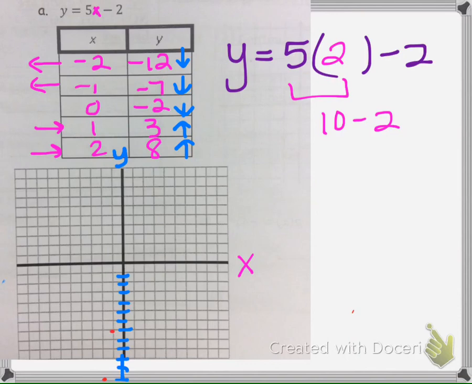And then we're going to go to 0, and then down 2. And then we're going to go to 1 and up 3. And then we're going to go to the right 2 and then up 8. Then we should be able to get a piece of paper and line up our points, and it should make a straight line. Again, I don't have a ruler.